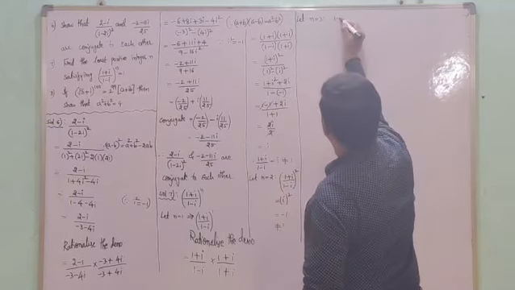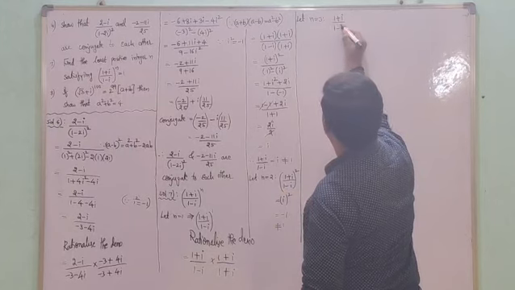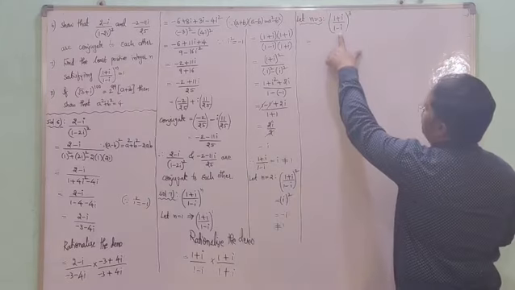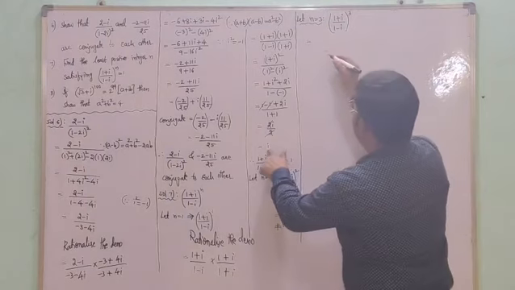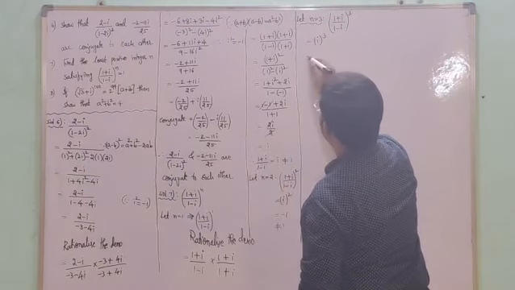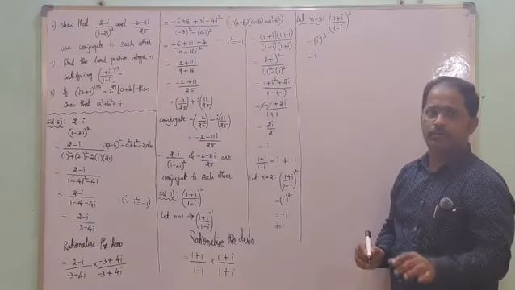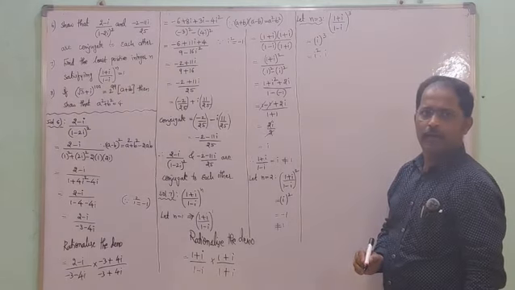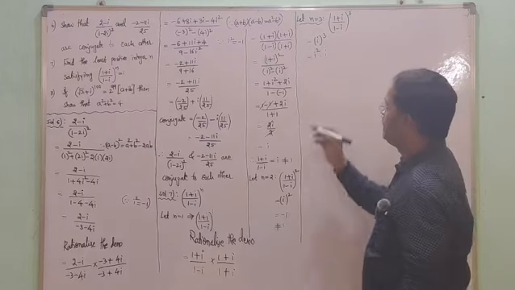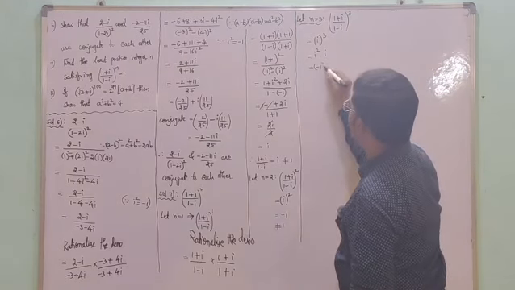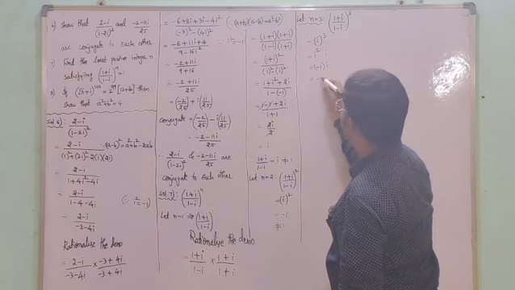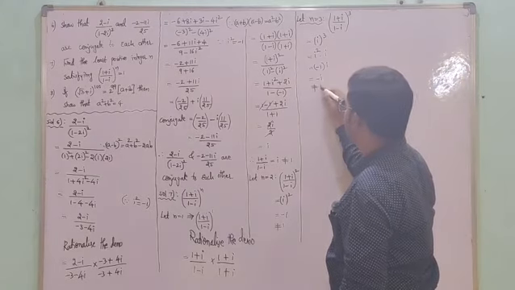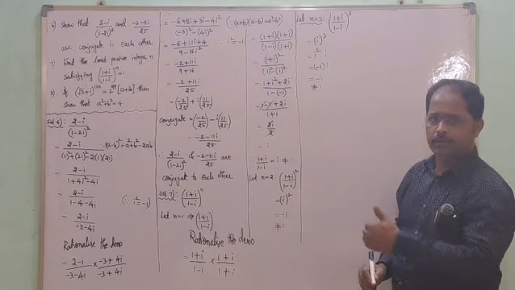n equal to 3 means (1 plus i by 1 minus i) whole power 3. We already know the answer of (1 plus i) by (1 minus i) is i, so i power 3. i power 3: we know i square value already. i cube can be written as i into i square, which is i into minus 1, that is minus i. Is it equal to 1? No, so not equal to 1 means we should continue. We continue our answer.